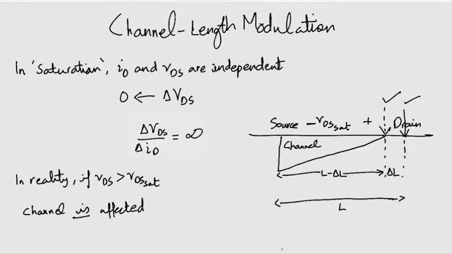Notice in the figure that the channel length is also reduced. This is channel length modulation, and it must be taken into account in calculations when necessary. Remember that ID is inversely proportional to channel length. Look at this formula. So, with the decrease in channel length, ID increases with VDS.